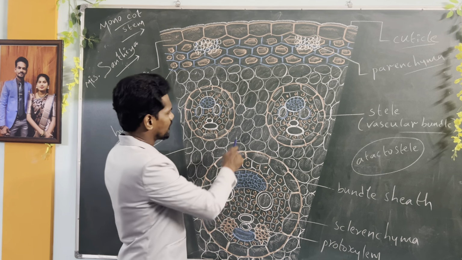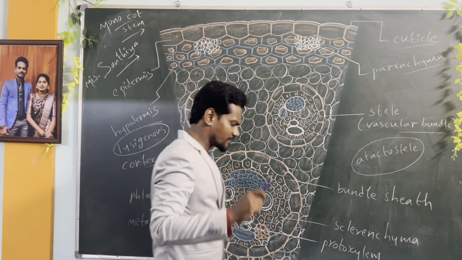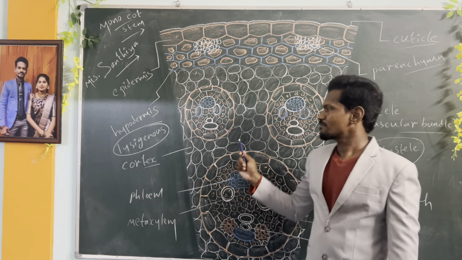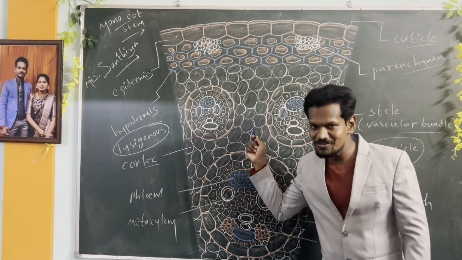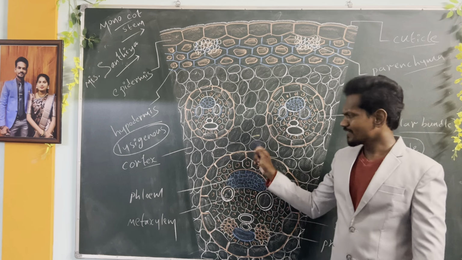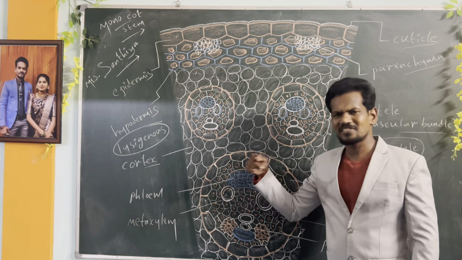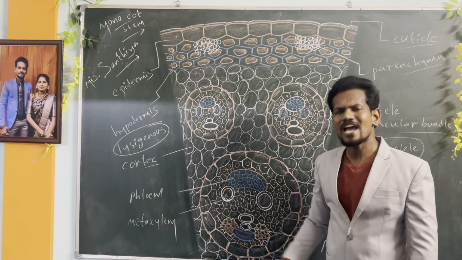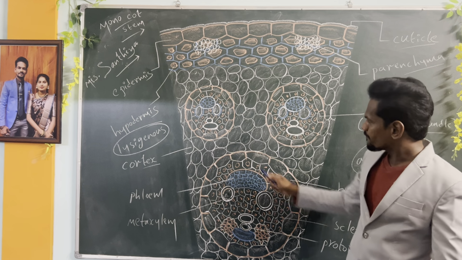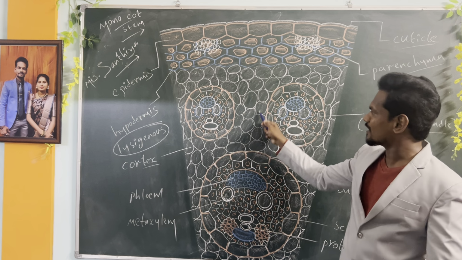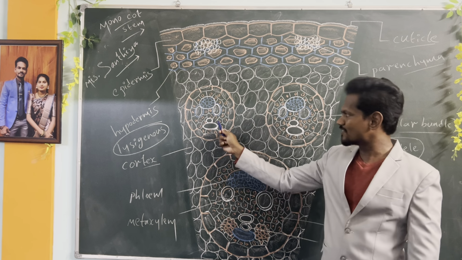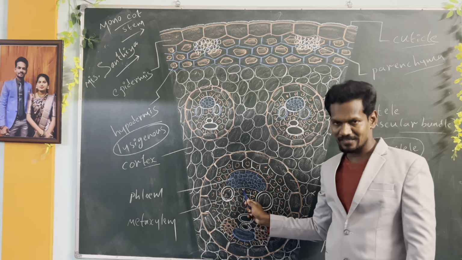Remember, huge intercellular space is present, and thin cell wall, because the main function of parenchyma is storage, right? Then coming to the next part. Here endodermis is absent, pericycle is also absent. Then what are these structures? The structures scattered in the ground tissue or parenchyma, each and every one is known as a vascular bundle.